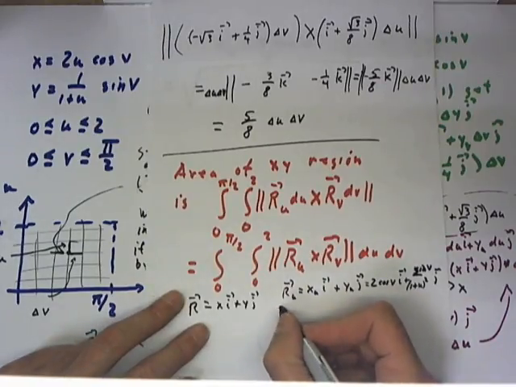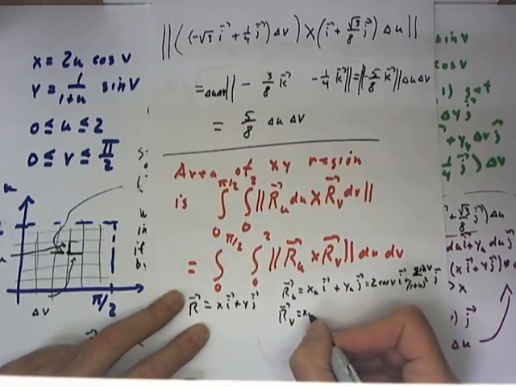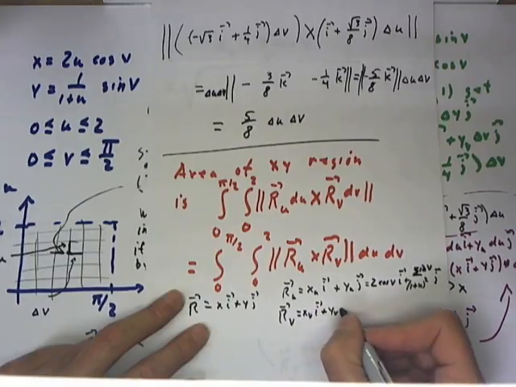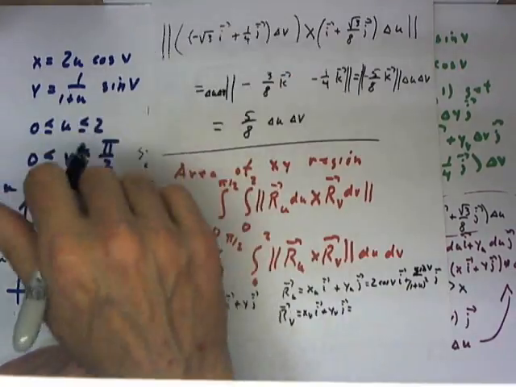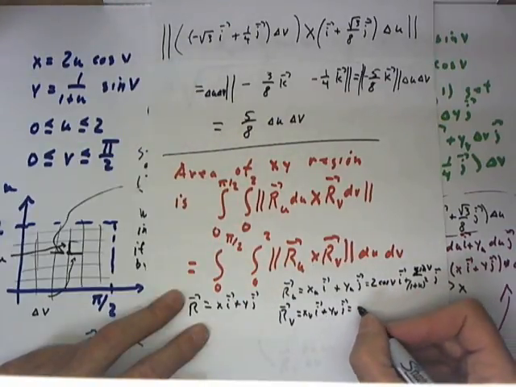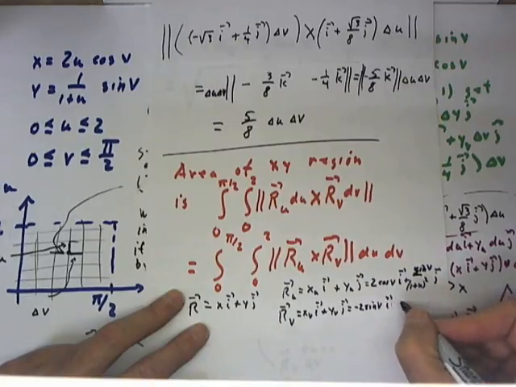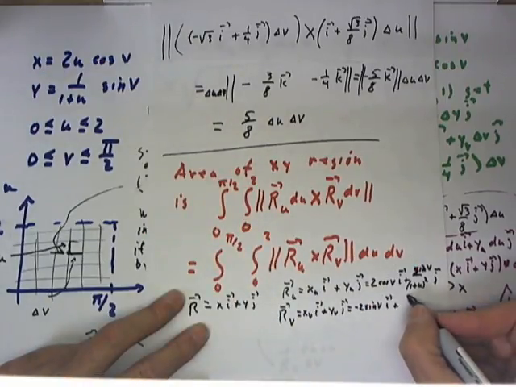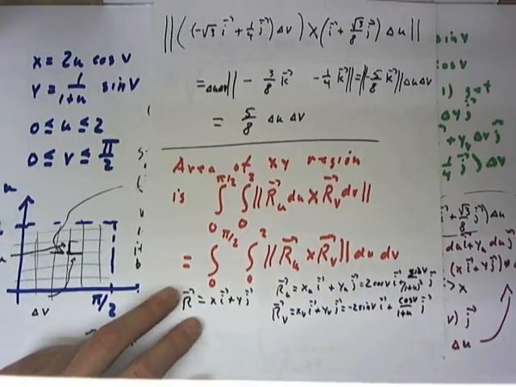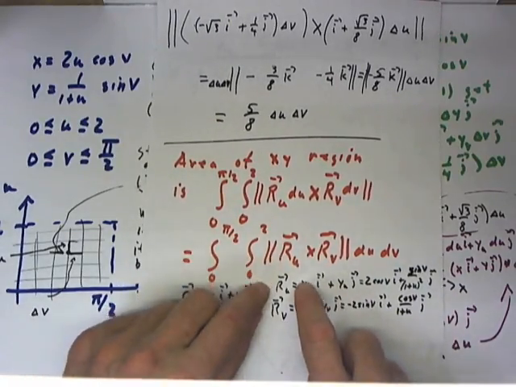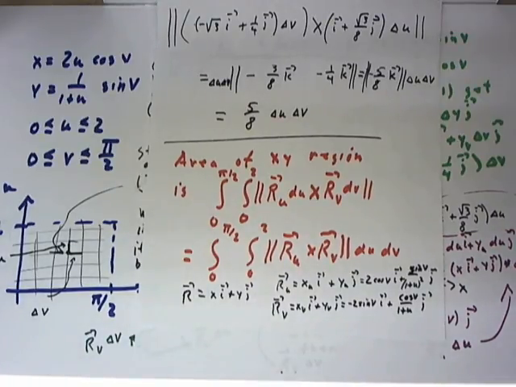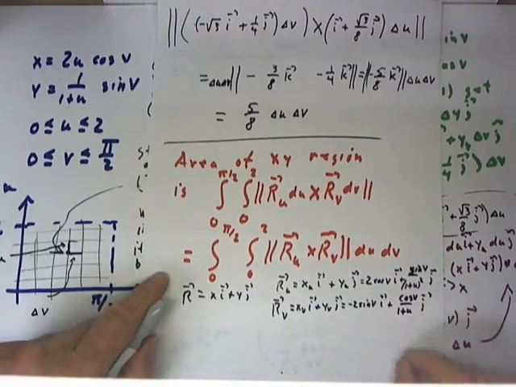And rv equals xv i plus yv j. And instead of looking at what we calculated, let's just do it. xv is negative 2 sine v i, and then plus cosine v over 1 plus u j. If we take the cross product of ru and rv, that can be written down pretty easily. It's real easy to do this cross product.